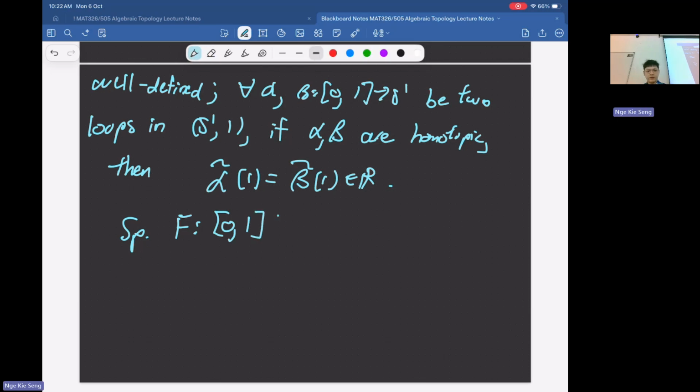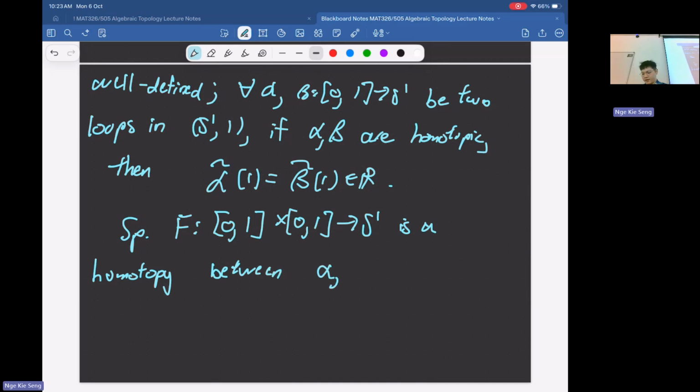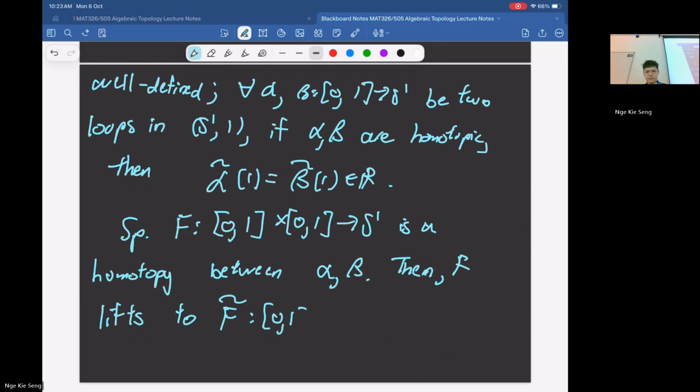lift of homotopy. So this is the point where we use the lemma we introduced just now. First, because they are homotopic, we have a homotopy between alpha and beta. Then we can lift this homotopy up. Lift it to R, lift to F tilde. This is by the previous lemma. We skip the proof.